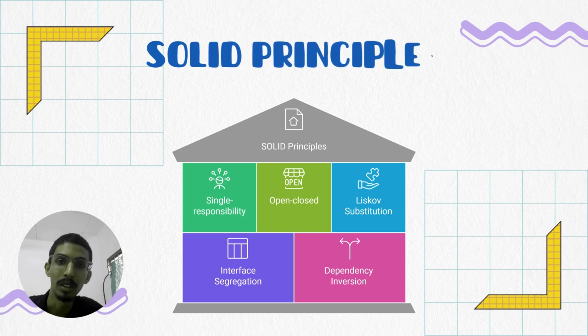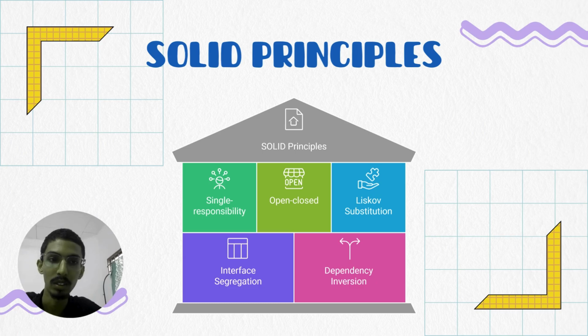Now we are going to look into the SOLID principles use case in the expense tracking application. Before we dive in, we have to know what the SOLID principles are. SOLID is an acronym: S stands for single responsibility, O for open-closed, L for Liskov substitution, I for interface segregation, and finally D for dependency inversion.